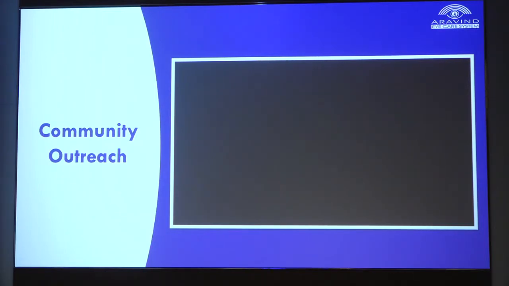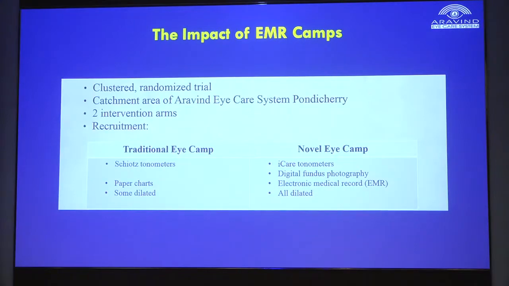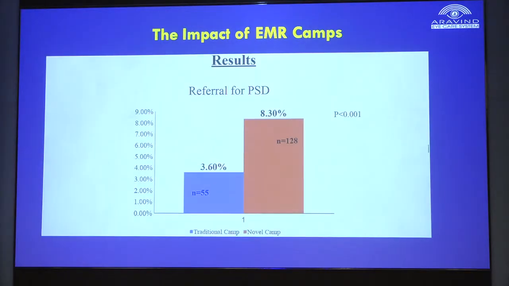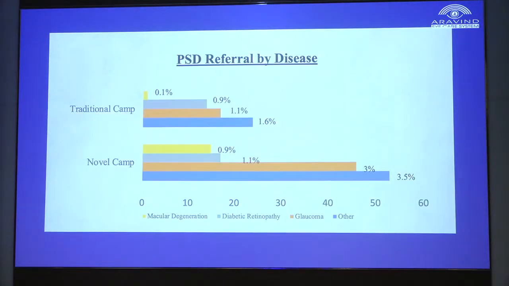So this model, again, we did a trial comparing the traditional eye camps in Aravind versus the novel method of using iCare and fundus photography, EMR, and we found again a significant increase in the diagnosis of posterior segment disease. So this is, again, we are trying to really piggyback on the cataract model so that now we get more referrals of these conditions.